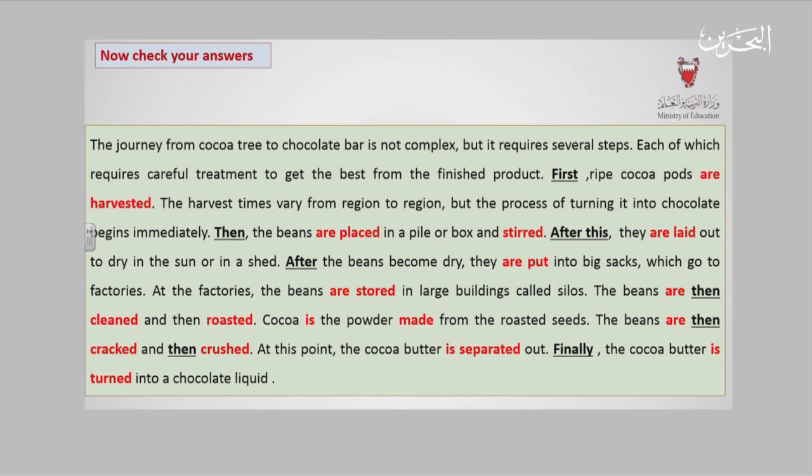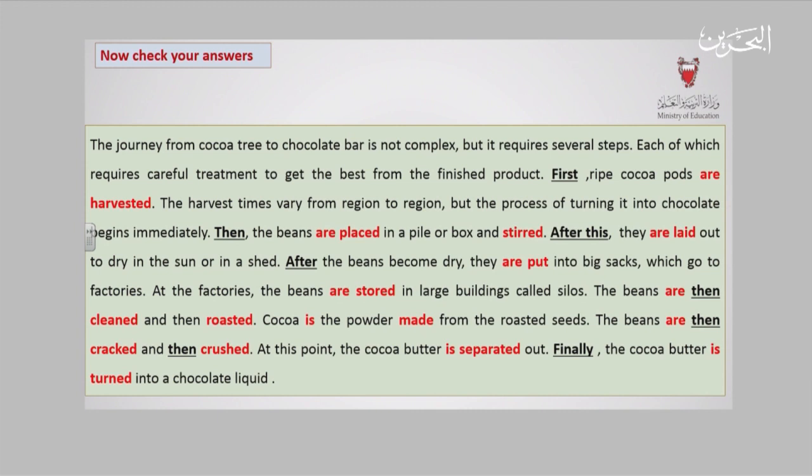First, ripe cocoa pods are harvested. The harvest time varies from region to region, but the process of turning it into chocolate begins immediately. Then, the beans are placed in a pile or box and stirred. After this, they are laid out to dry in the sun or in a shed. After the beans become dry, they are put into big sacks which go to factories. At the factories, the beans are stored in large buildings called stalls.